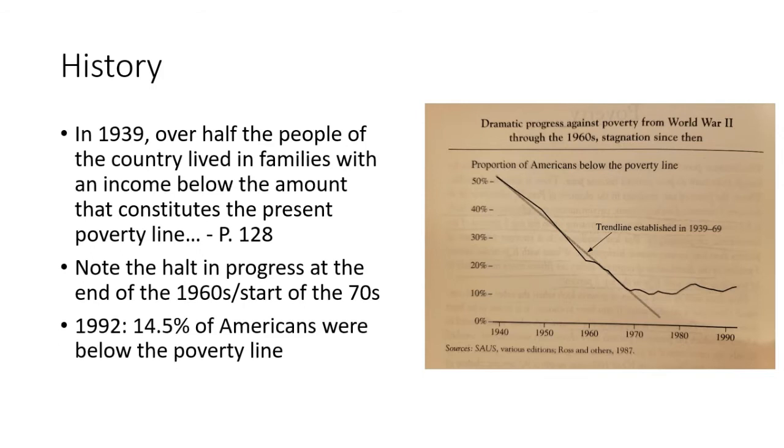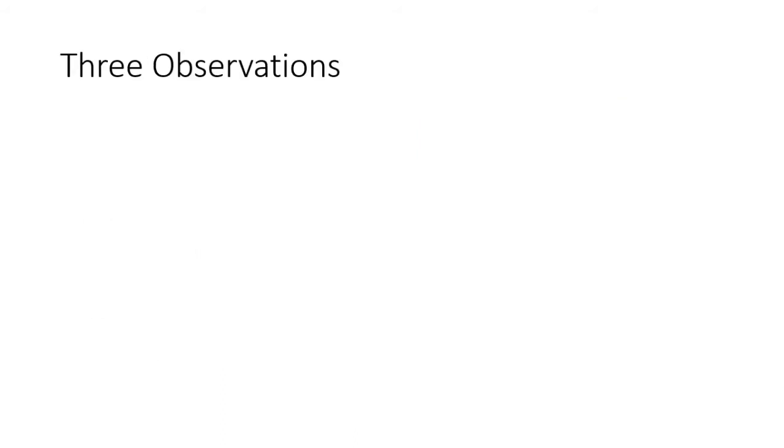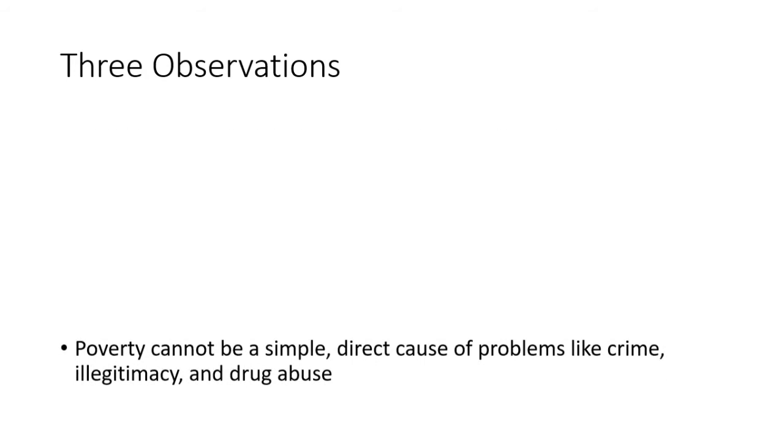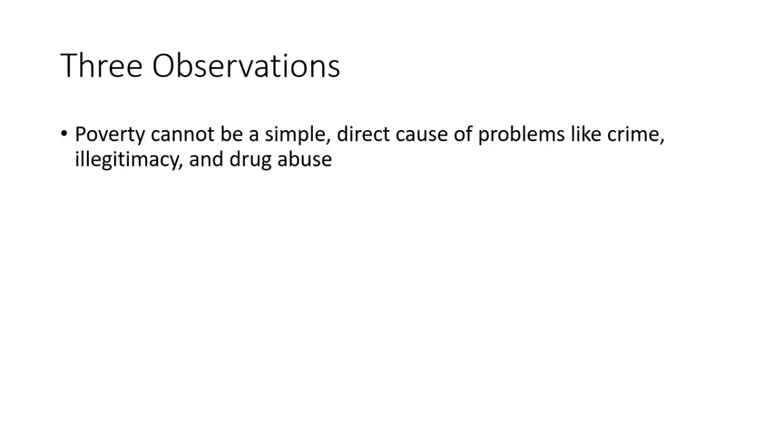So this brings up some interesting points about this graph. What can we take away from it? Three observations. The first one: poverty cannot be a simple, direct cause of problems like crime, illegitimacy, and drug abuse. So why is that?